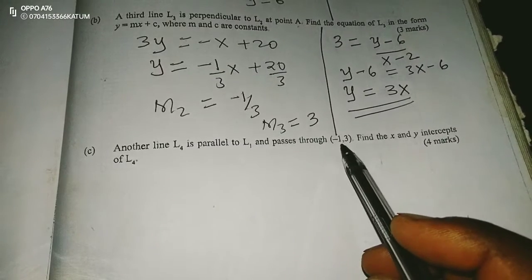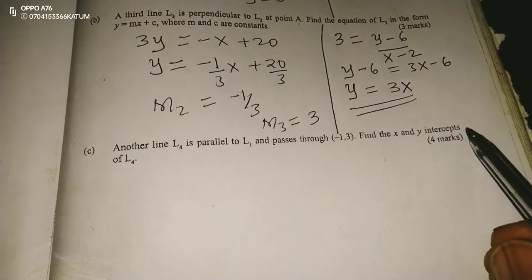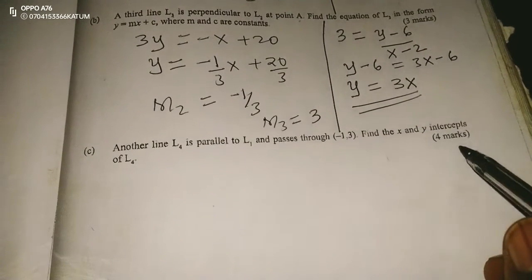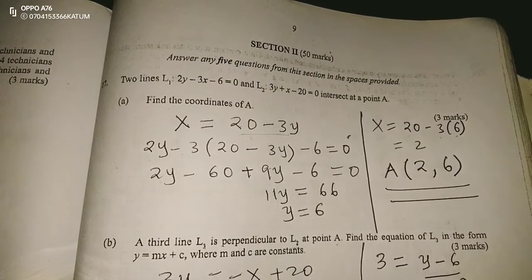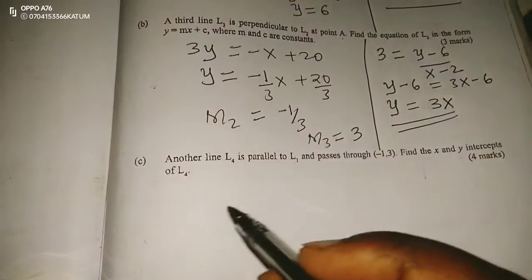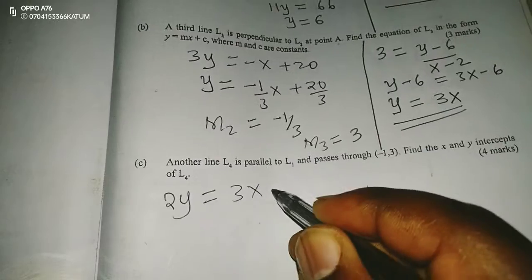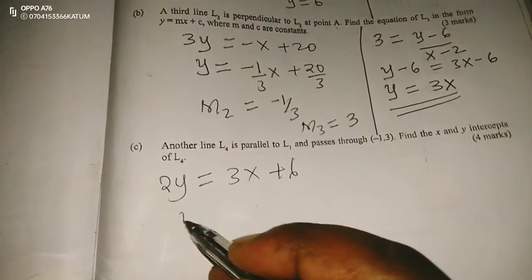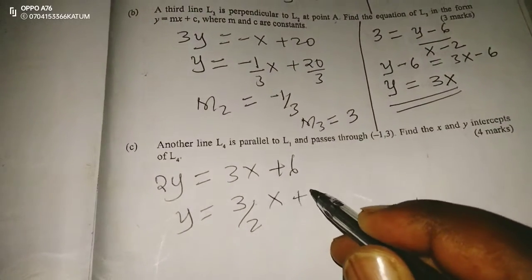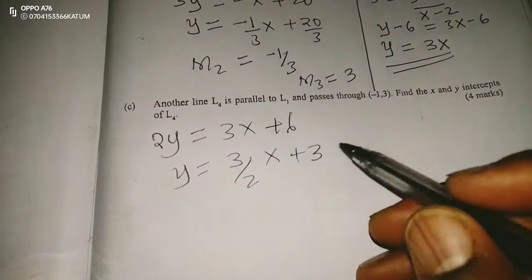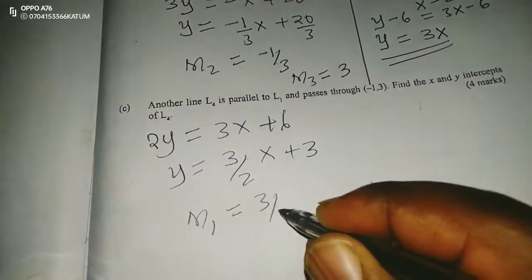The next, we are told in part C that another line L4 is parallel to L1 and passes through (negative 1, 3). Find the x and y intercepts of L4, parallel to L1. So for L1, we can again rearrange. The equation is 2y minus 3x minus 6 equals 0. I have it as 2y equals 3x plus 6. So to remain with y, I have 3 over 2 x plus 3 when I divide through by 2. Now, the gradient for equation 1 is 3 over 2.